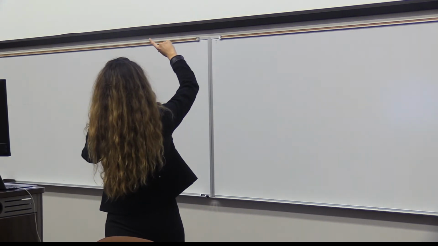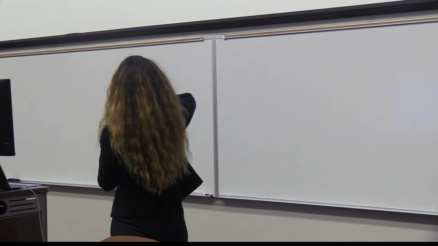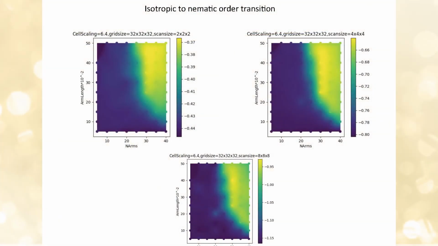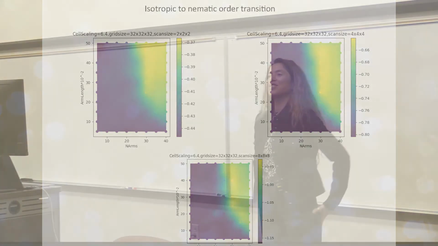You see that there is a nematic order transition shown by this parameter that increases. You see it becomes yellow depending on how many arms you have and what the arm length is. We see a nematic order transition which significantly changes the material properties and may not be desired. Okay, and with that, I will stop here. Thank you very much for your attention.